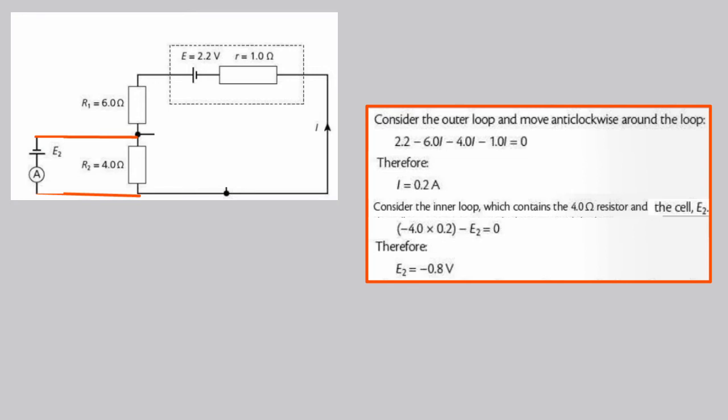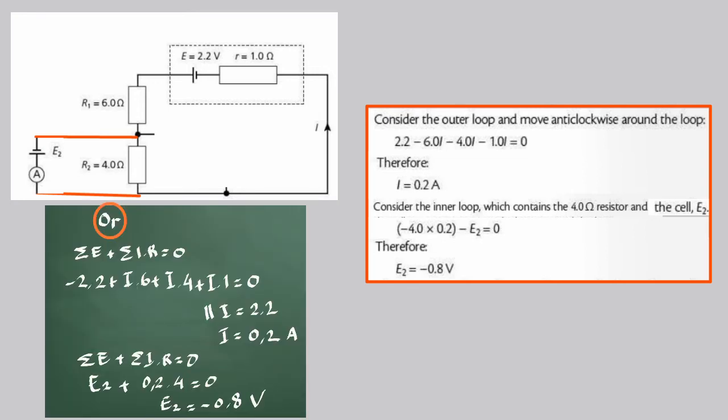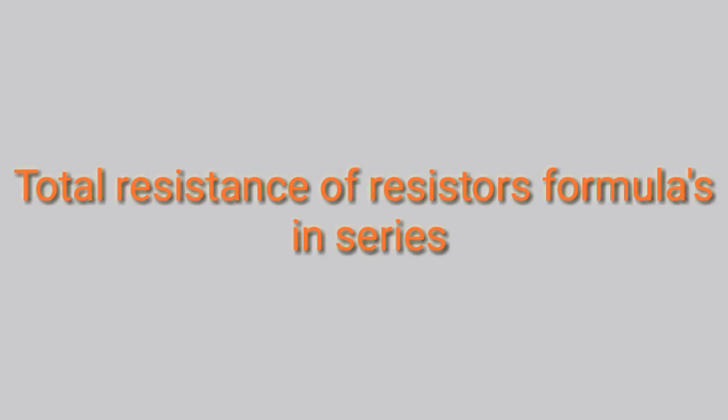Therefore, E2 is equal to minus 0.8 volt. The minus sign shows that in order to satisfy the condition, the cells should be connected the other way around. To find the total resistance of resistors connected in series, we can use Kirchhoff's second law.